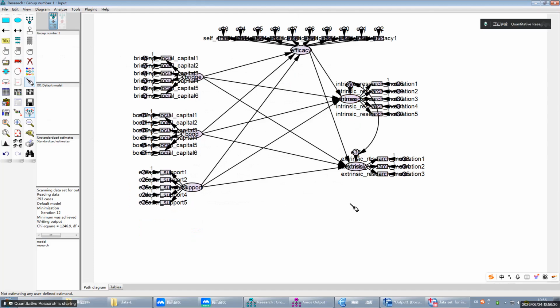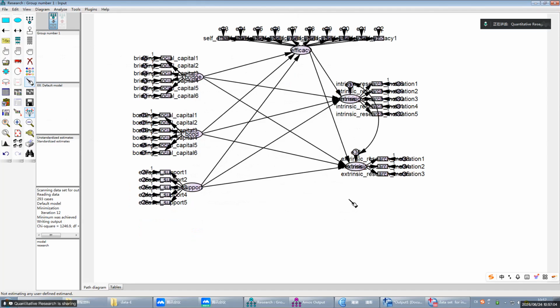Okay. That clear? This is the mediation model. Now it's the mediator. It may mediate the relationship between the three contextual factors with the outcomes. Yeah, that's the mediation model.